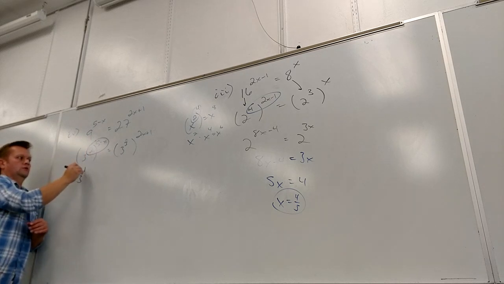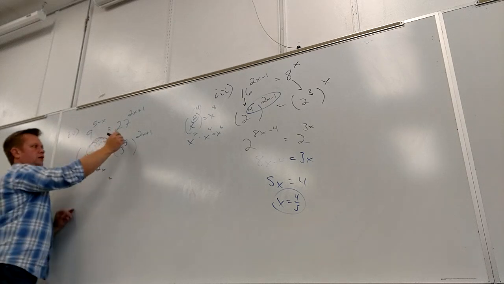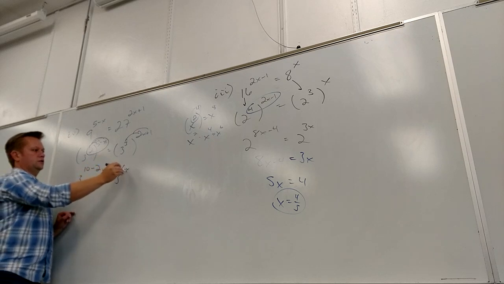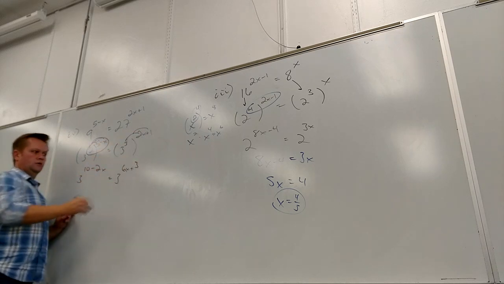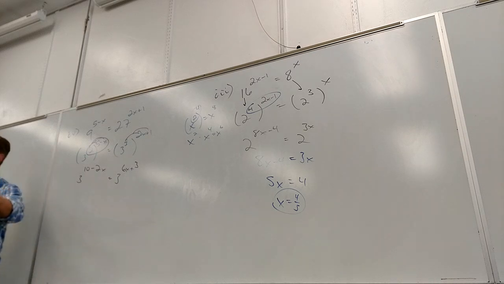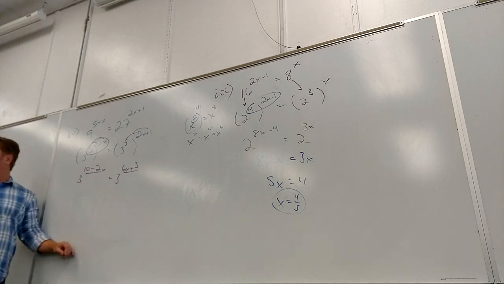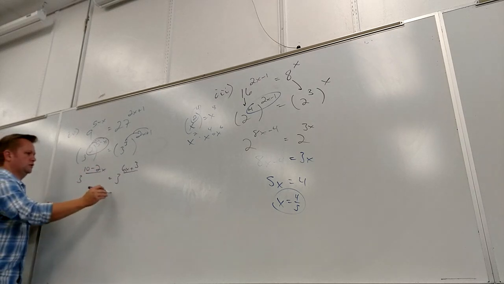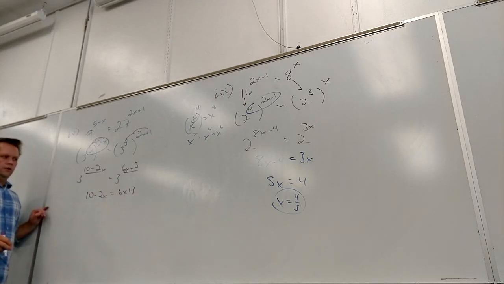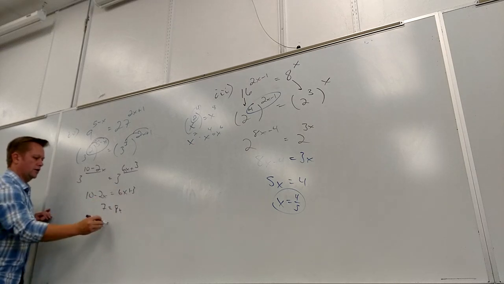10, what is it? There's 2x. And then over here, 6x plus 3. So now that I've got the bases the same, what's the only thing I have still to make true? To make these the same. So I need 10 minus 2x to be the same thing as 6x plus 3. So I can add 2x, subtract 3, I get x is 7/8.